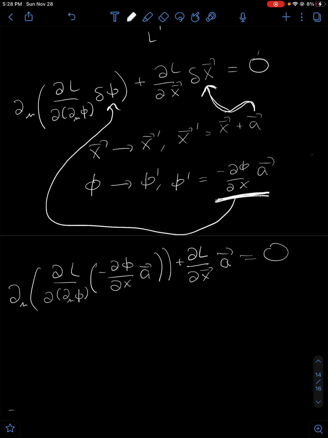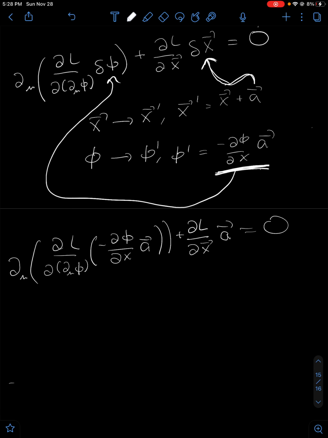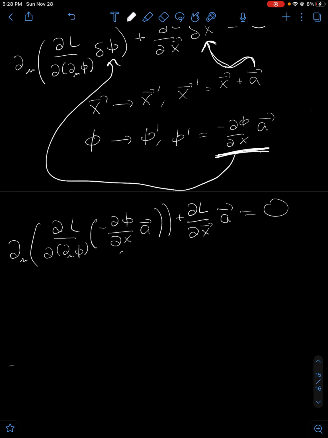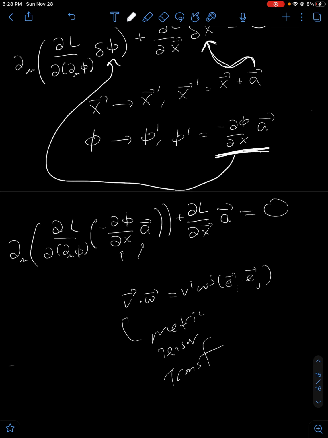Okay, so again, we're almost done. All we're going to do here is use some notational tricks. These quantities are both vectors. Now we know that if you want to take the dot product of two vectors, v and w, that's just v^i w^j times e_i dot e_j, right? If you guys are unfamiliar with this, I recommend watching my metric tensor transformation video that I made way back, like 1 or 2 years ago, a long time ago.